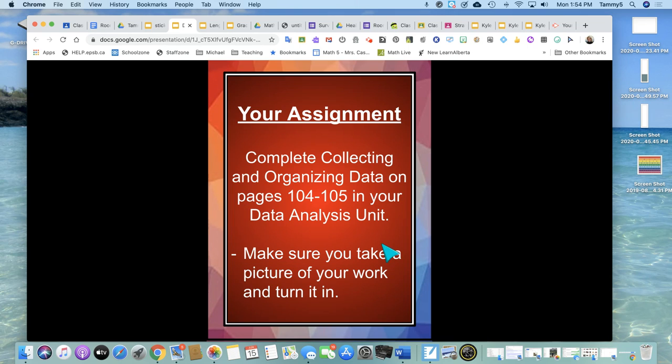All right, your assignment today is to complete the collecting and organizing data on pages 104 and 105 in your data analysis unit. Make sure you take a picture of your work and turn it in. And also make sure that you've done those survey questions, those 3 survey questions, so we can start collecting data for our class. And then lastly, you should have done the I can statements, the traffic lights for them, and you could be doing the reading for the Mathology book on graphing.